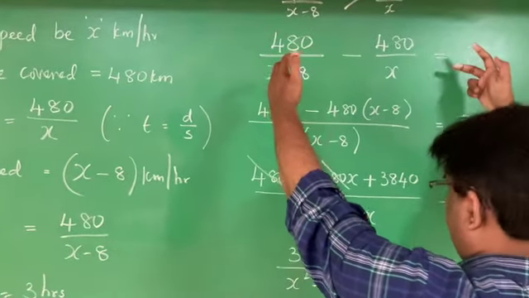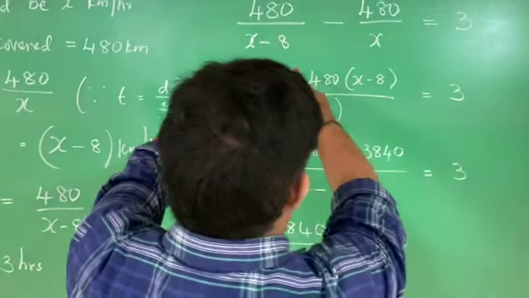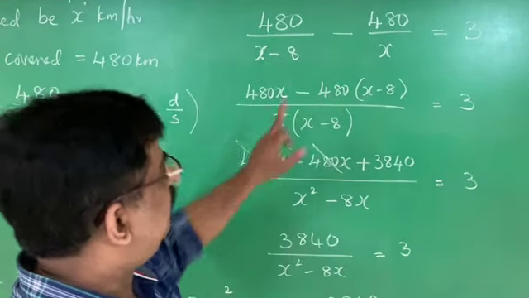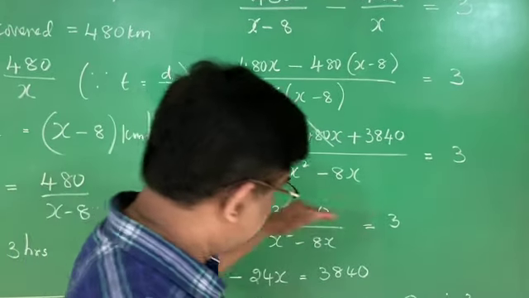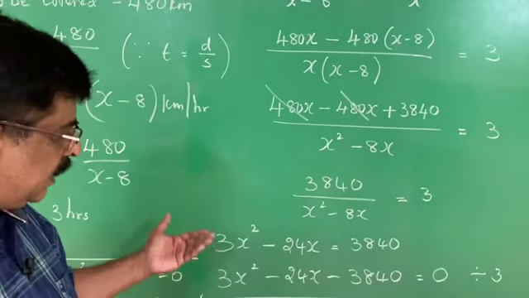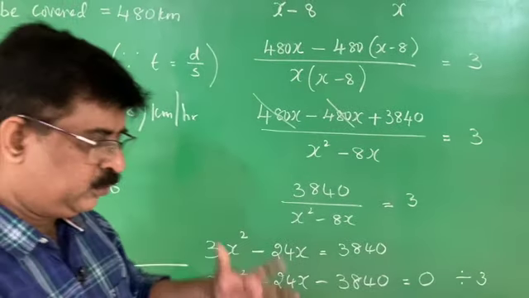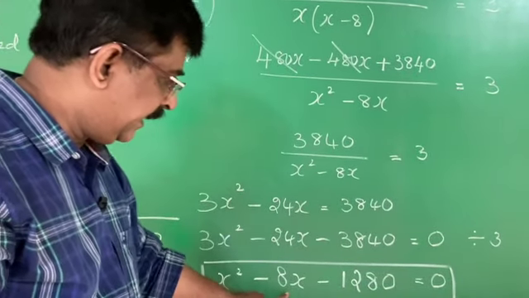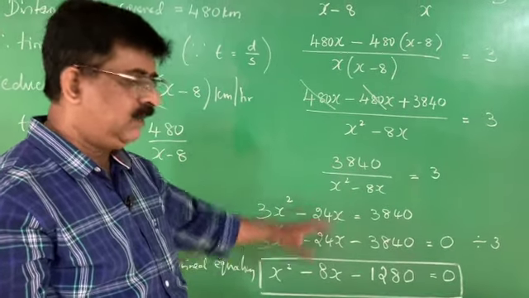Then that equation has to be reduced to the standard form. For that purpose, we have to simplify. In the simplification, I take the LCM, then I multiply, you know how to multiply by taking the LCM, cancellation, cross multiplication. I got the equation, I put it in the standard form. When I put it in the standard form, I understood that there is a common factor. If there is a common factor, remove that common factor and bring it to the simplified version, what is known as standard form. That is x square minus 8x minus 1280 is equal to 0. This is the equation required to solve this particular problem.